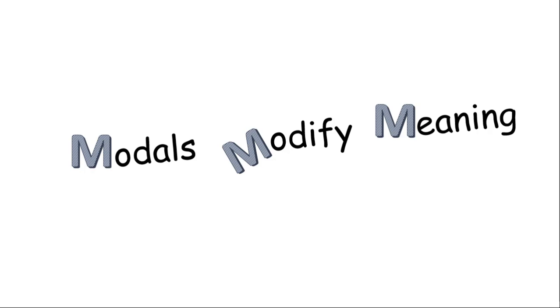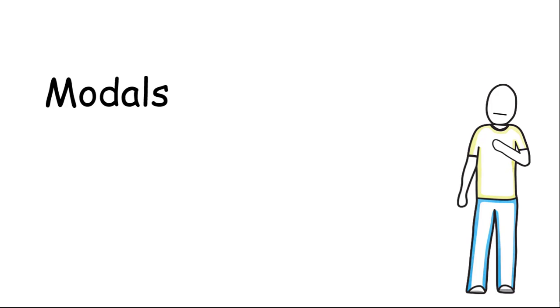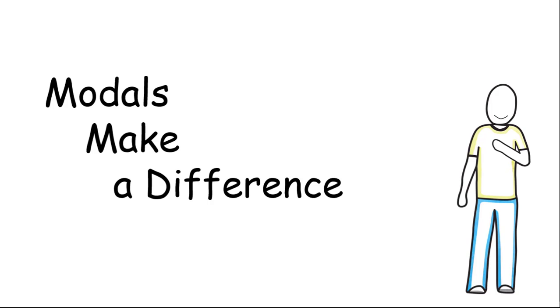Modals and semimodals express things like obligation, whether you have the ability to do something, and the possibility that something will happen. We use modals when we give advice, make offers of help, or ask permission to do something. Modals can make a big difference. Modals can change the meaning of a sentence a lot. Listen to these examples and notice how the modal changes the meaning.